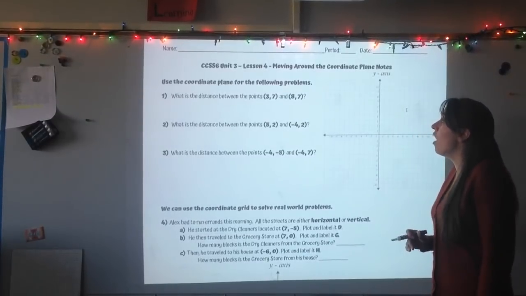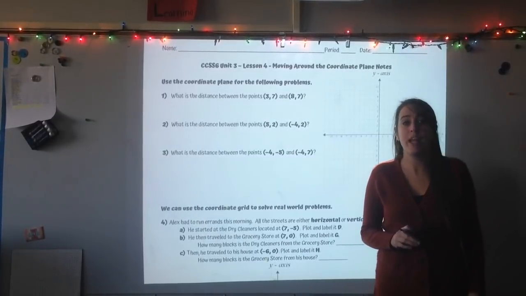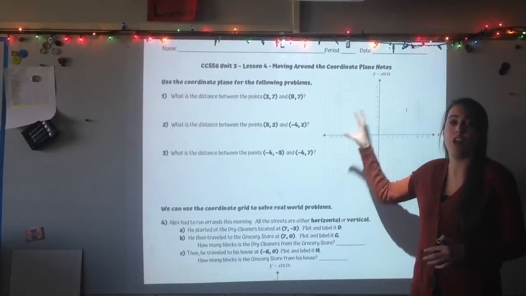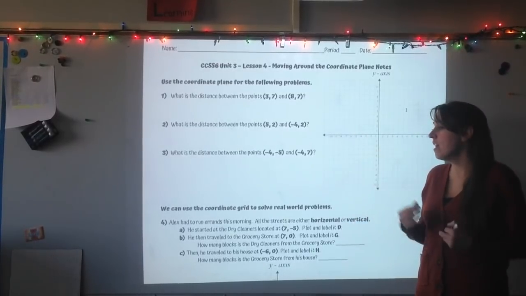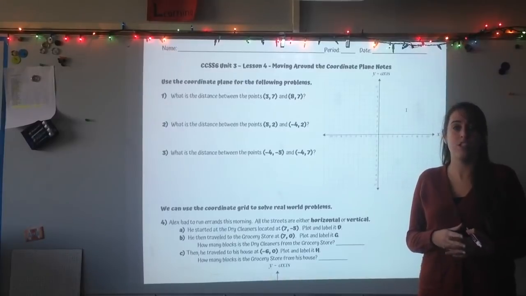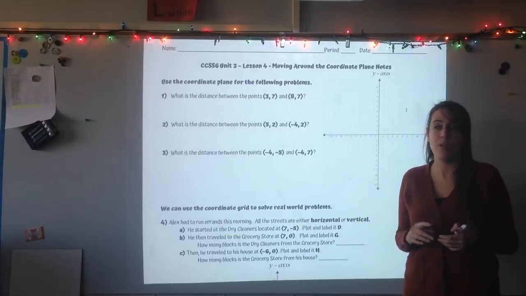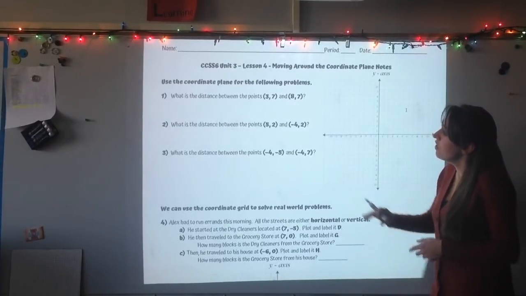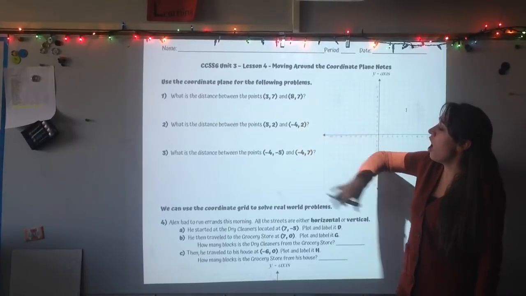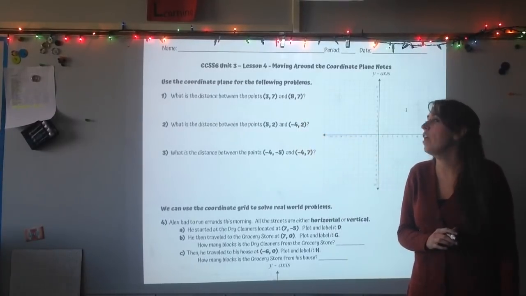Alright, so today we are going to talk about moving around the coordinate plane. So we already talked about the coordinate plane, the different quadrants, how to graph points. Now we're going to look at it in real world situations and talk about distance and moving around. So first off, just some basic problems, looking at the distance between 2 points.